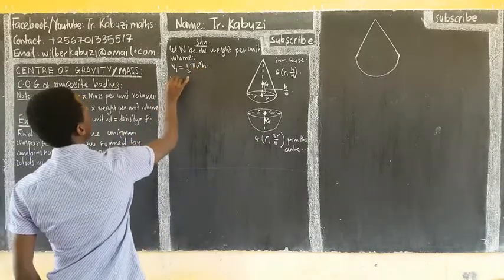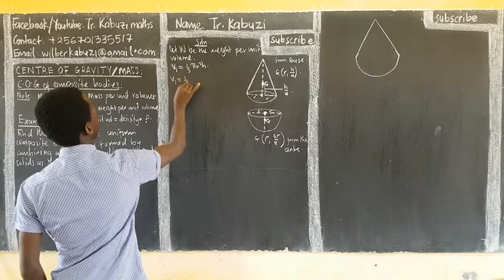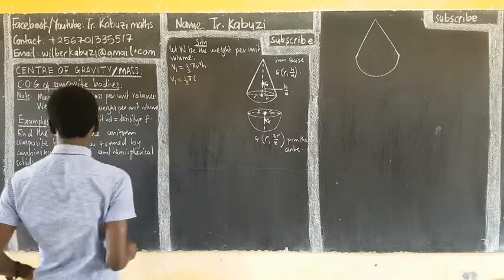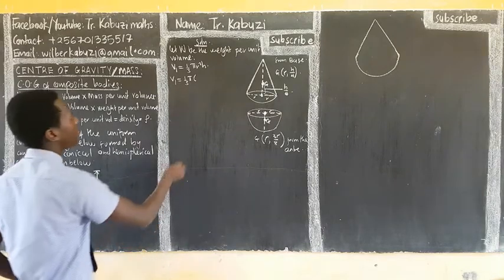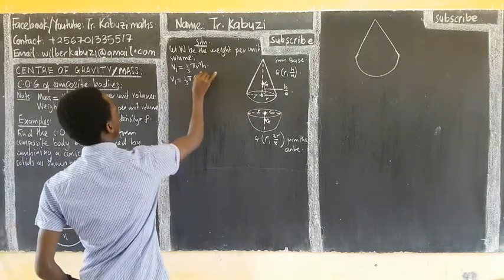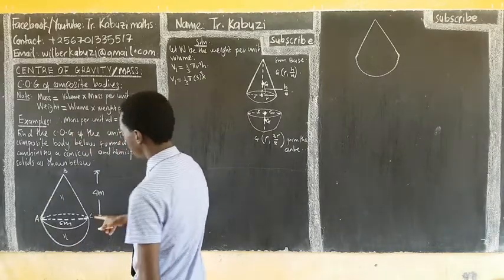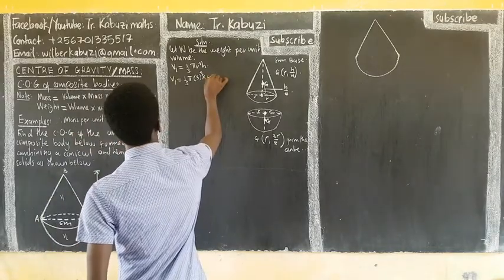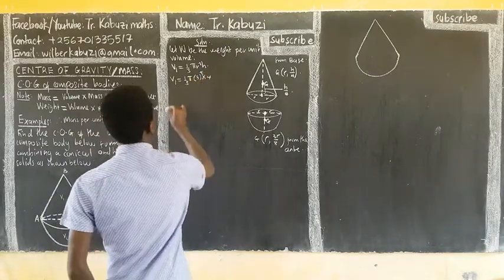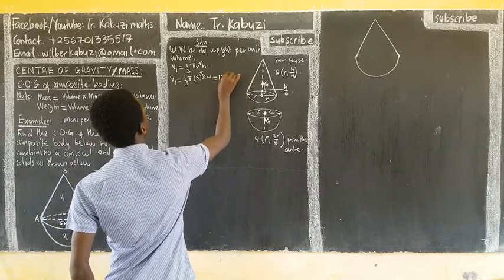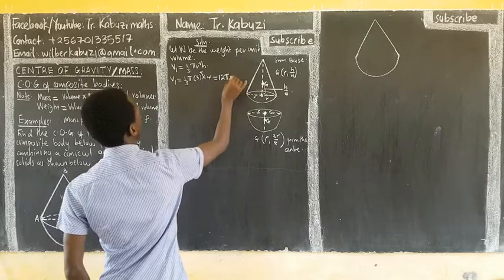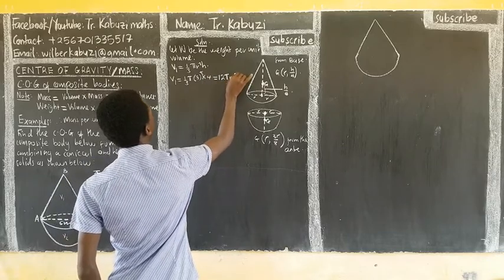So our volume 1 is going to be 1/3 pi into r squared. You see the radius from here up here is 6, so it means the radius is 3. So 3 squared times the height. The height from here up here is 4. So our volume 1 is going to be 12 pi meters cubed.